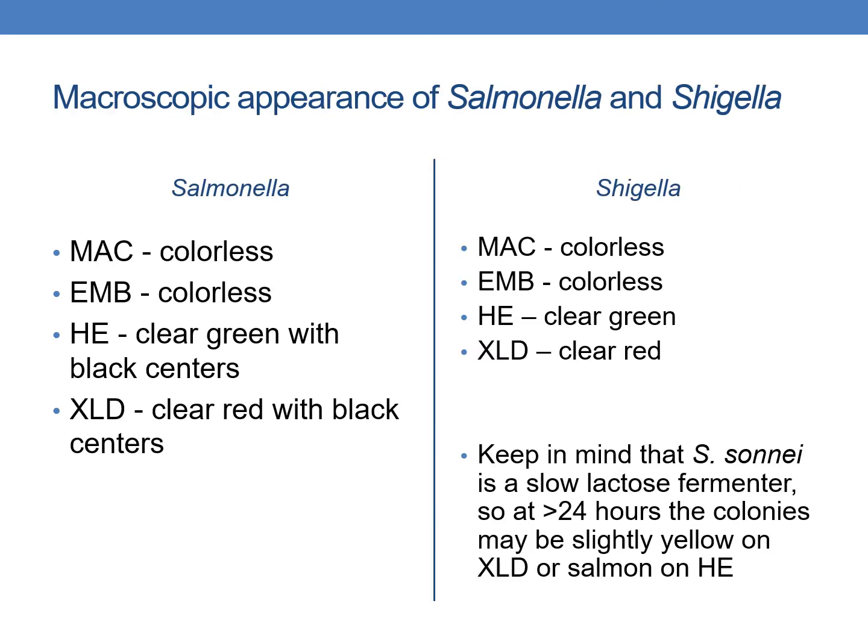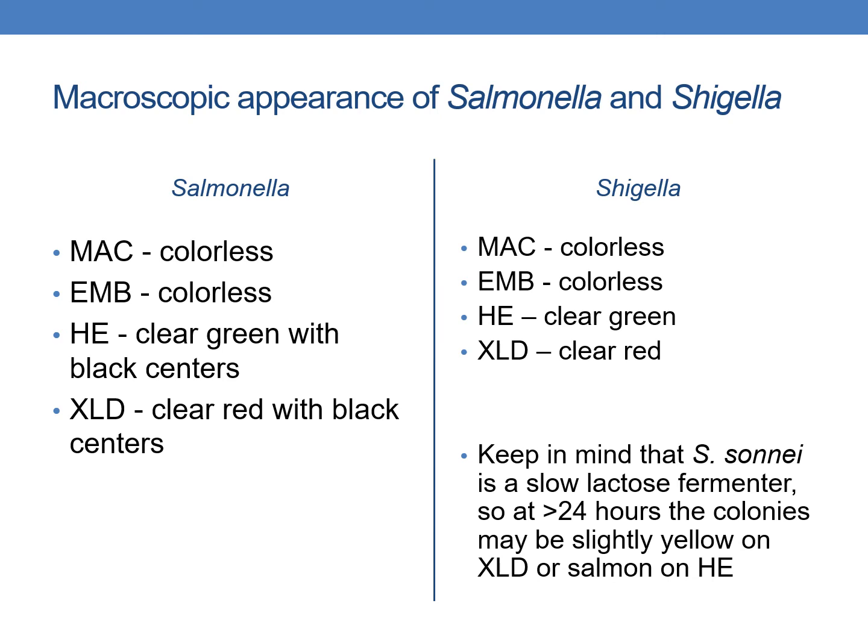Let's go ahead and take a look at what Salmonella and Shigella will look like on your culture plates. So Salmonella is lactose and sucrose negative. So your MAC organism is going to be colorless. Your EMB organism is going to be colorless. Salmonella on HE is going to be clear green with black centers because it is an H2S producer. And on XLD, Salmonella is going to be clear red with black centers.